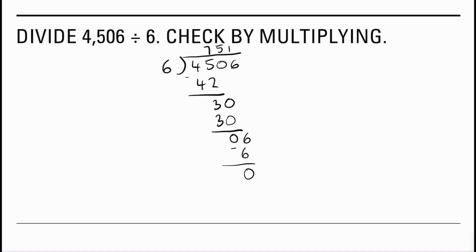And so to check this by multiplying, we would then just go whatever's on top, so the quotient, multiplied by the divisor, so 751 times 6. Here, you should have this really ingrained from the last video. If not, make sure you go back and watch it and do a bit of practice. So we get 6 times 1, 6, 6 times 5, 30, carry the 3, 6 times 7, 42, plus 3, 45. And so we end up with 4,506, which is the same as the dividend.